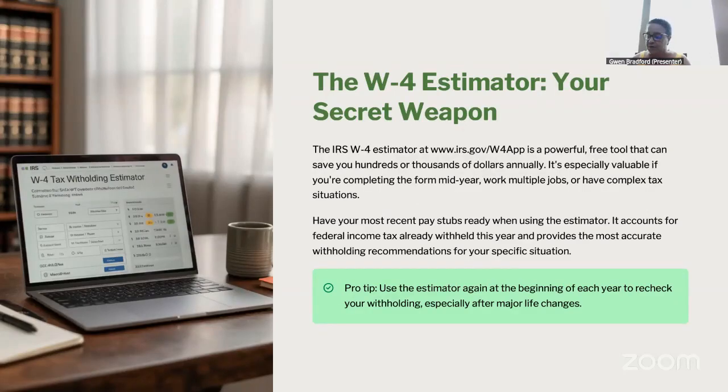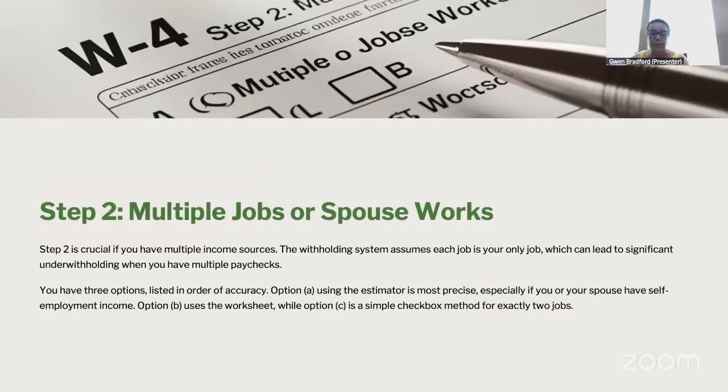Okay, so let's move to the next slide, please. Oh, and by the way, I love the tax estimator. In fact, periodically throughout the year, I go in just to make sure I'm on the right path to not having to owe Uncle Sam a lot of money. But I'm going to backtrack just for a minute.